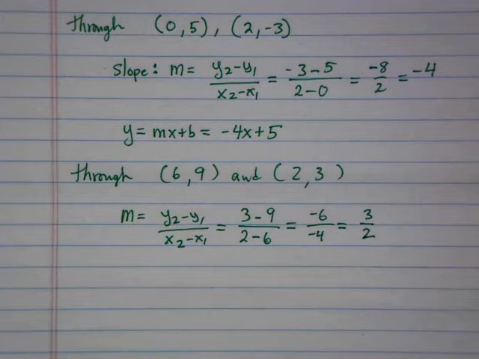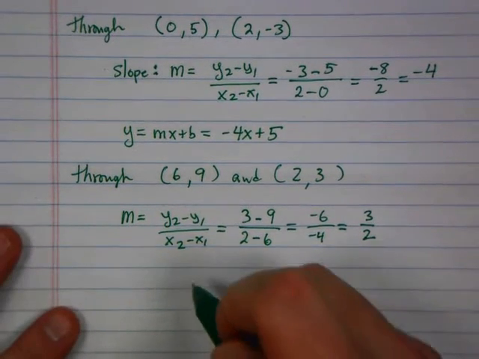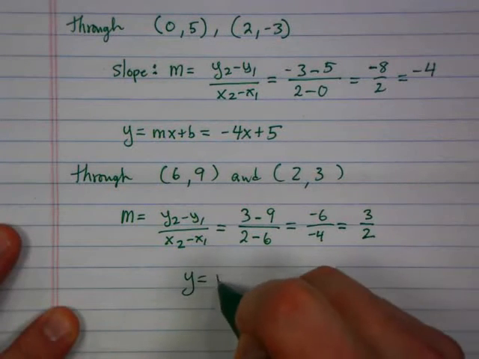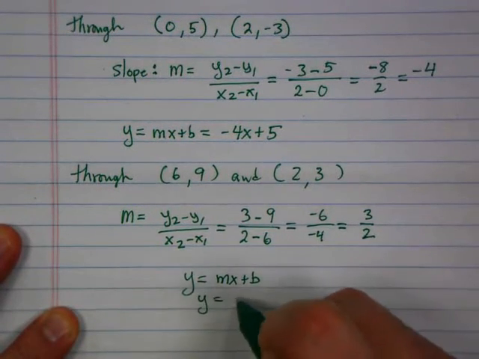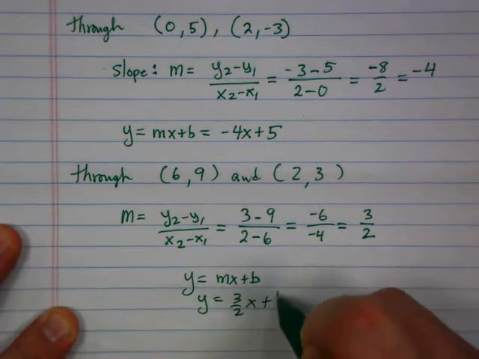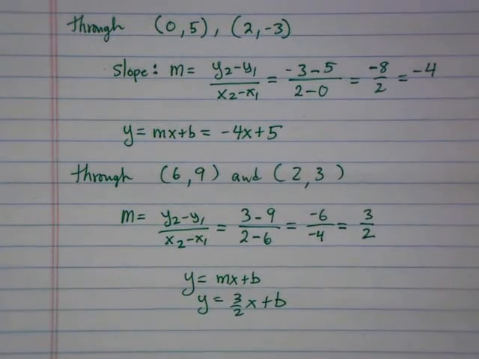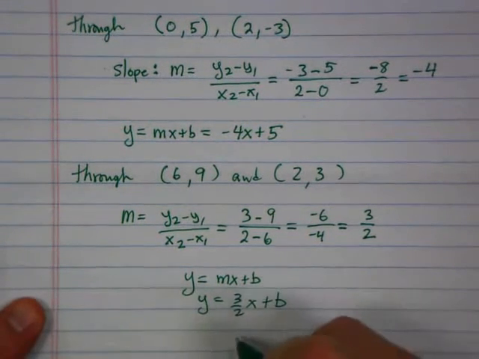Do I know my y-intercept? No. Okay, so I'm going to use y equals mx plus b. I plug the 3 halves in for my m number. Which point do I use, 6, 9 or 2, 3? It doesn't matter. You can pick either one. Maybe we'll do both just to show that we get the same number. Which one do you want to use? 2, 3. All right, so I plug 3 in for my y number.